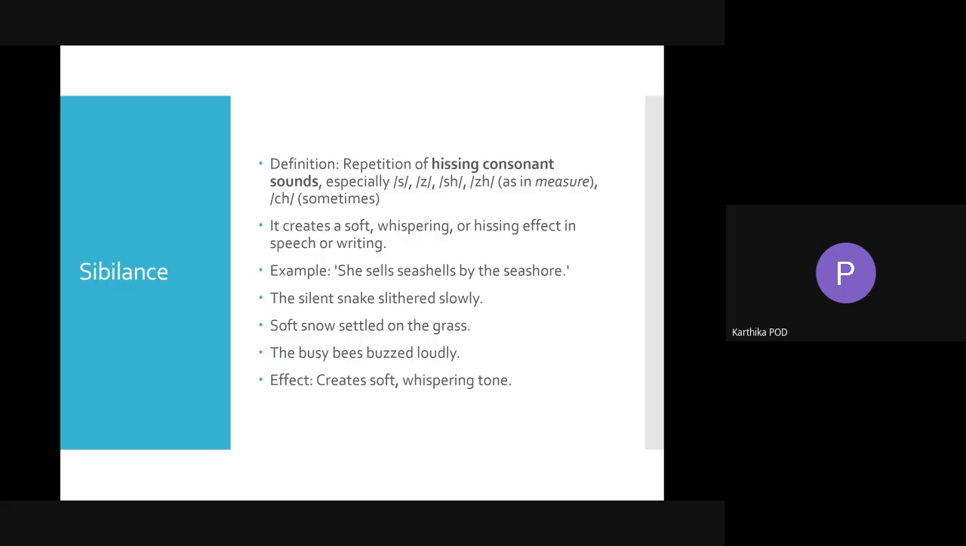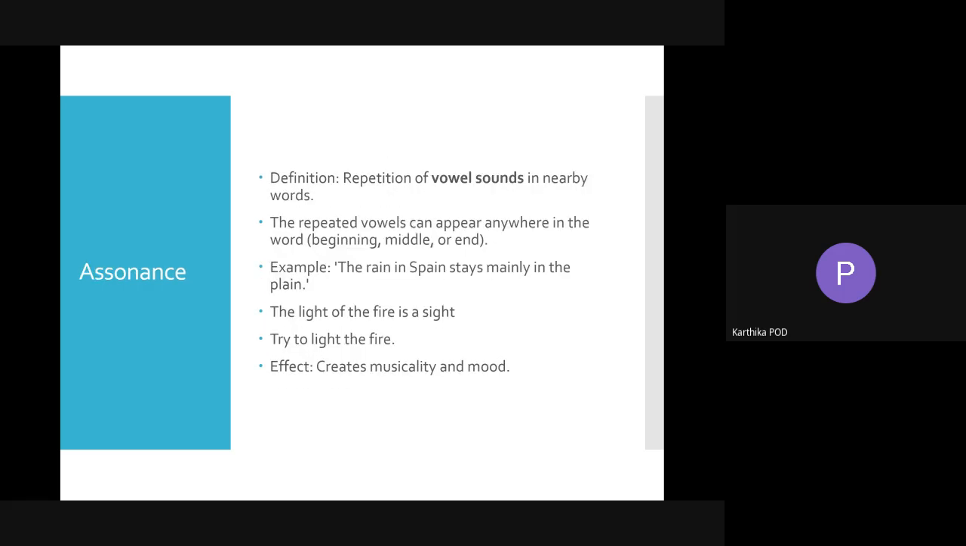sibilance. Before I get into that detail, let me give the second, third examples of assonance. The light of the fire is a sight. What is the vowel sound that is getting repeated here? Any idea? The light of the fire is a sight.